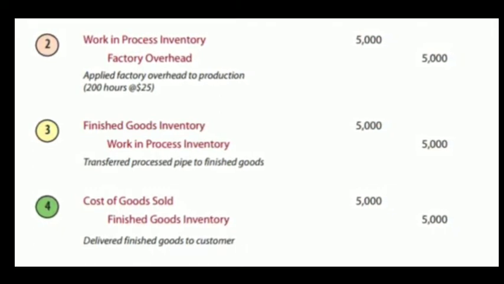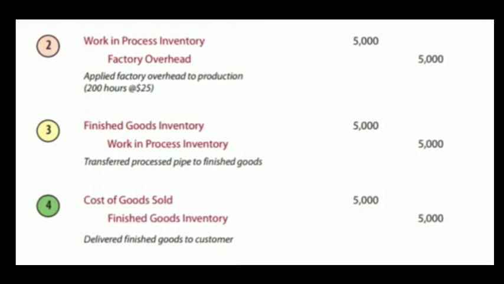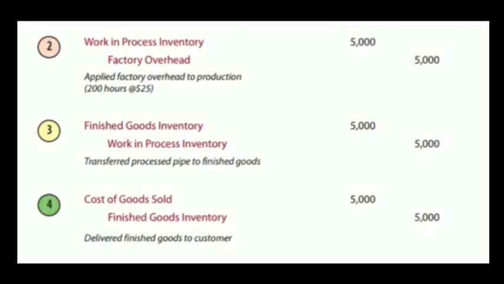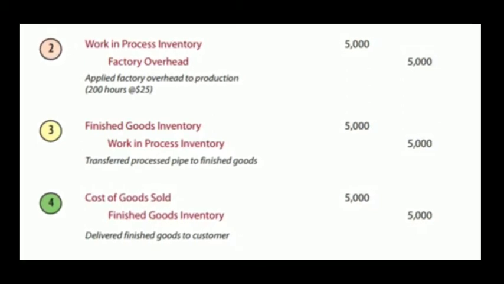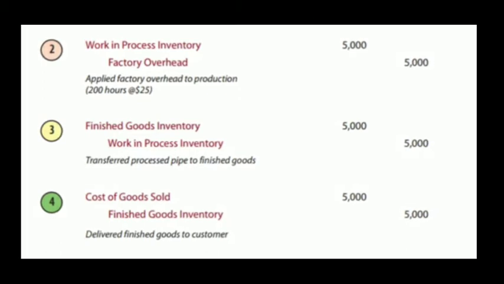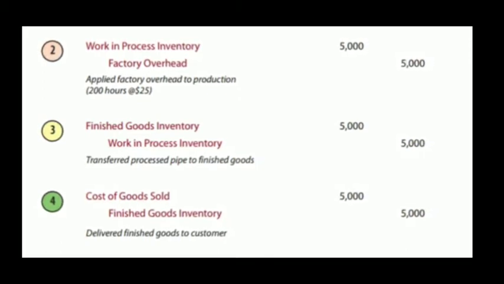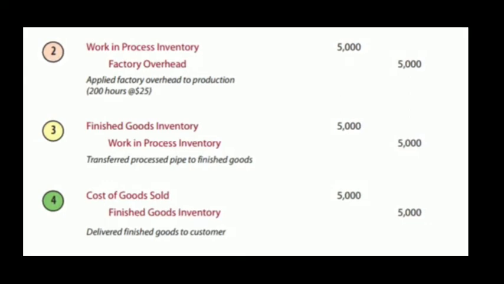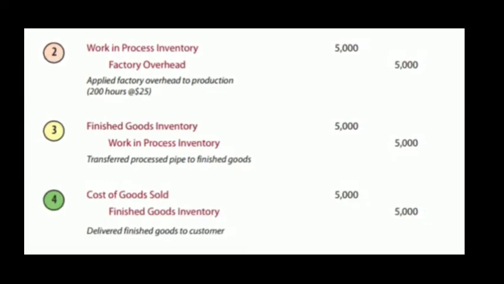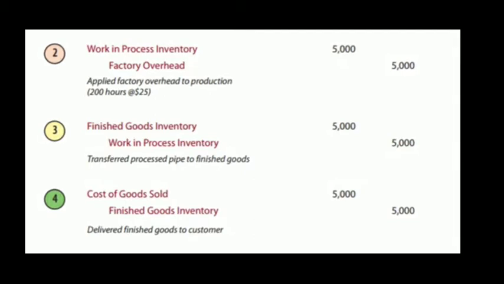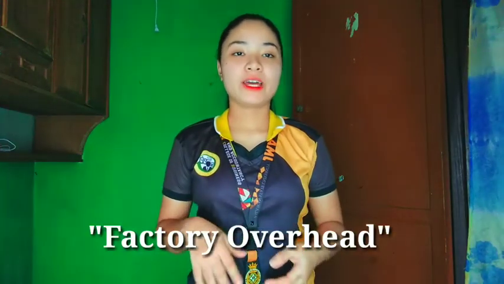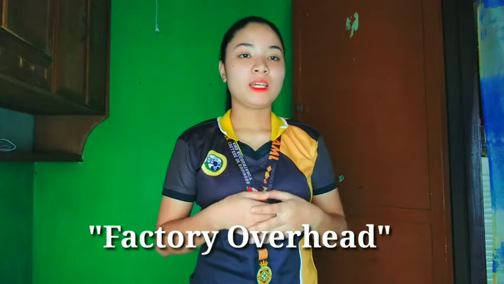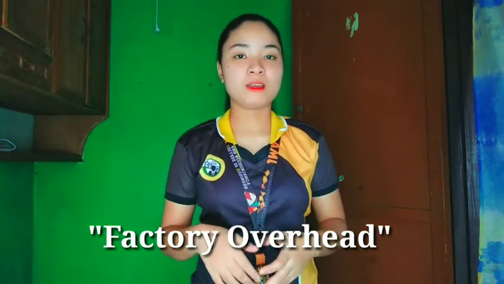Next is finished goods inventory, debit 5,000, credit work in process inventory 5,000. For the explanation: this is transferred process pipe to finished goods. Lastly, debit cost of goods sold 5,000, credit finished goods inventory 5,000. For the explanation: it is delivered finished goods to customer. An account entitled Factory Overhead was uniquely credited in the first of the above entries.